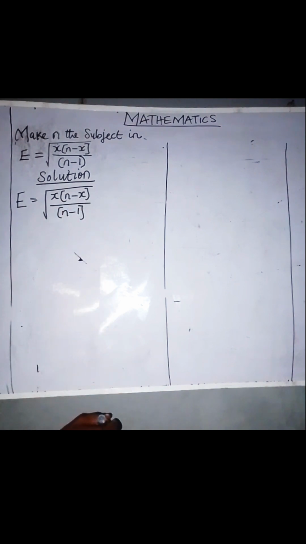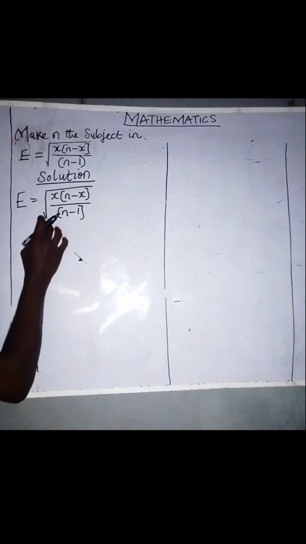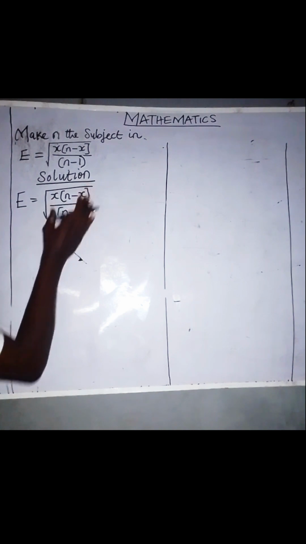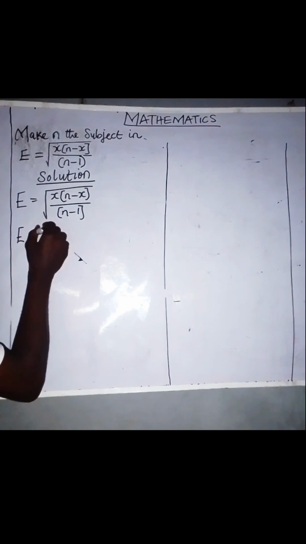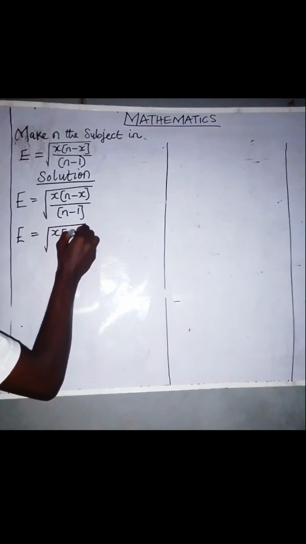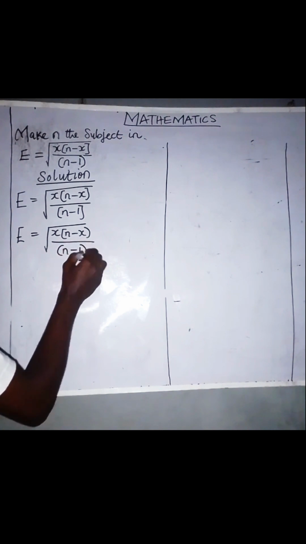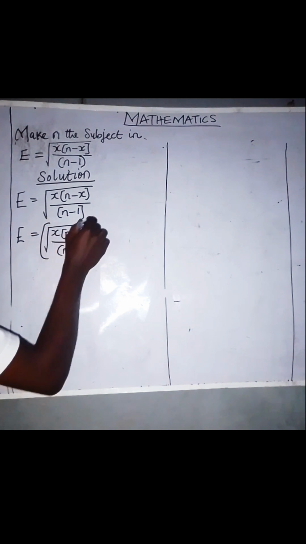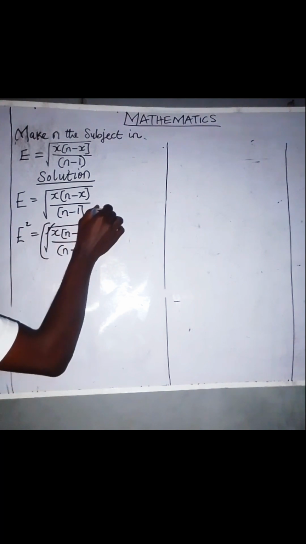So I want to make n the subject. From here, the first thing I have to do is square both sides, so I'll eliminate the root here. Let's remove the roots so that I can have a proper fraction here. So I have E equal to root x open bracket n minus x over open bracket n minus 1. So I'm squaring both sides, squaring here, and also squaring here to remove all these roots.